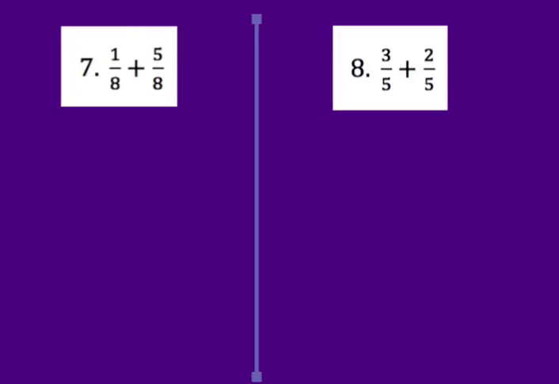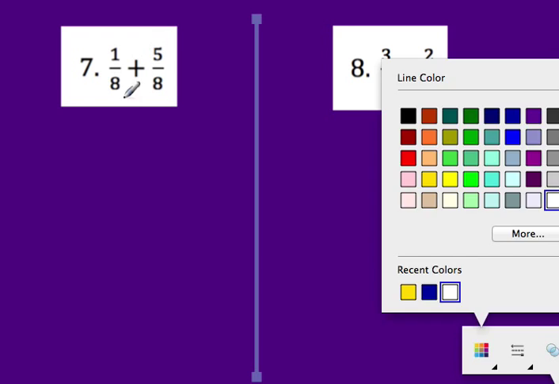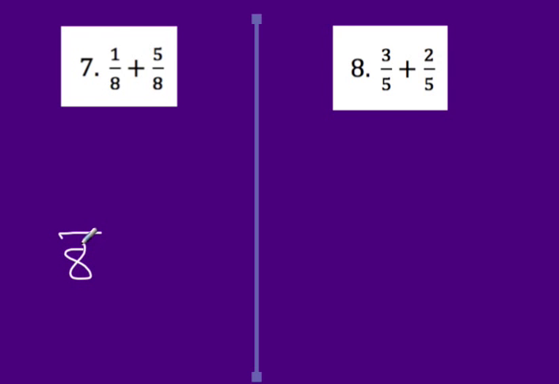Okay, so now let's go take a look at number 7. So I notice that I have the same numbers on the bottom. So since I have the same numbers on the bottom, I know I can keep the 8. And then I can add my numerators. Well, 1 plus 5 is going to give me 6.